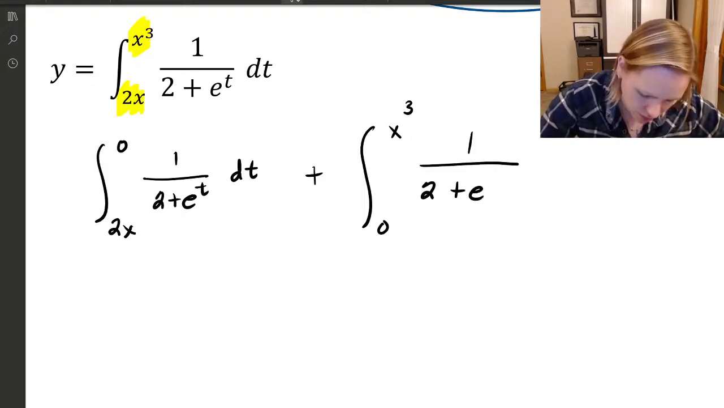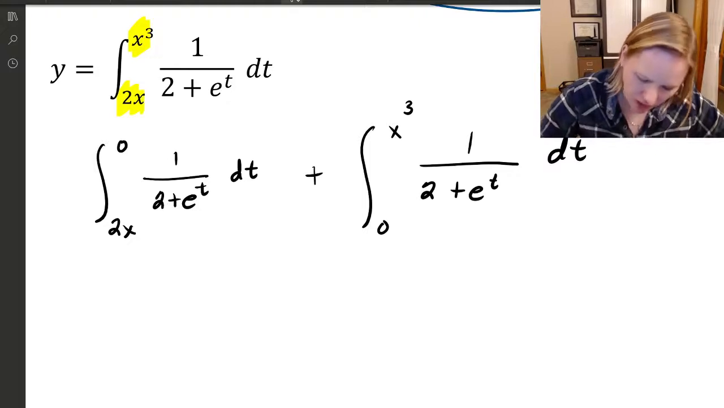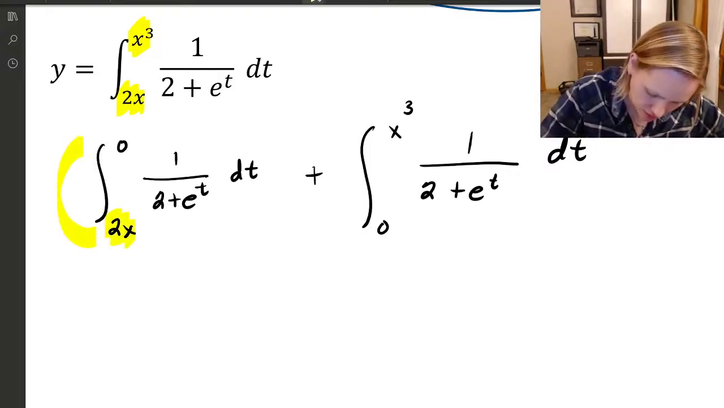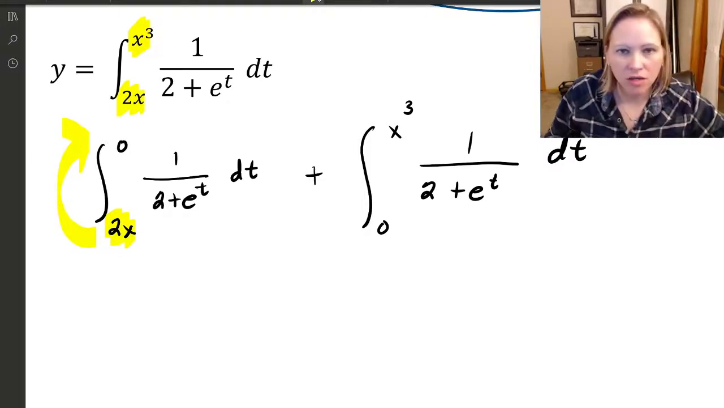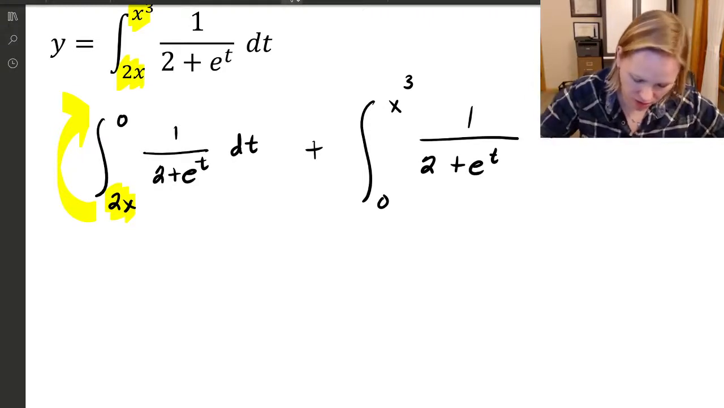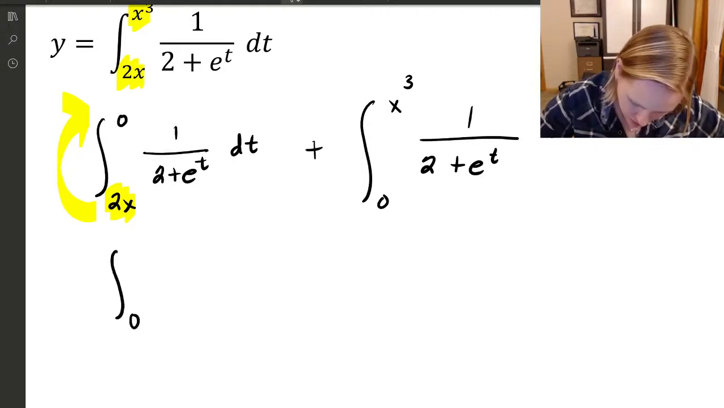Now I have another problem. And my other problem is that I need this to move to the top. I'm going to have to do one more adjustment before I can just plop things in. So I'm going to flip this and make it 0.